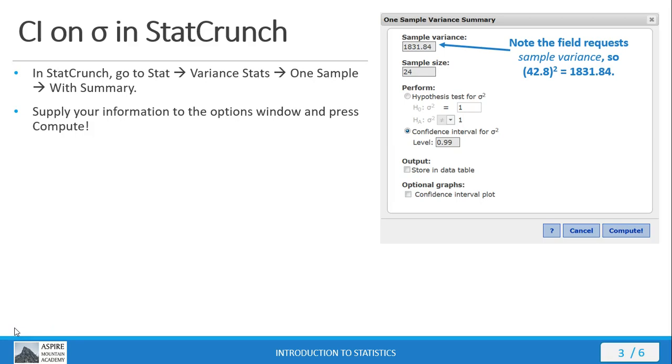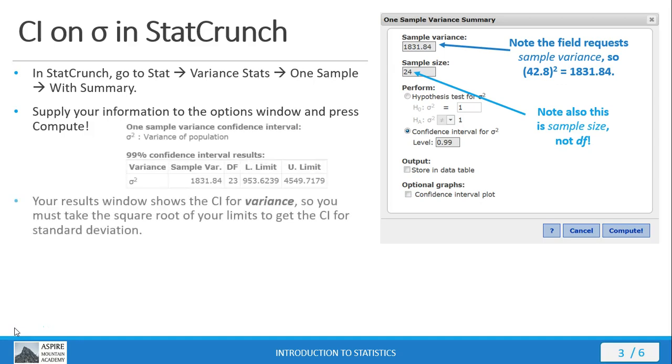In the second field, notice that this is not degrees of freedom. This is the actual sample size. So don't subtract 1 and then put the number in. Just take the number for the sample and put it in. Once you do that, make sure you've got your radio button for confidence interval selected with the appropriate confidence level. Hit compute, and out come your results.